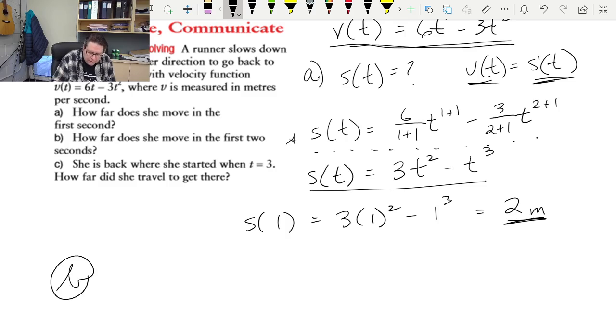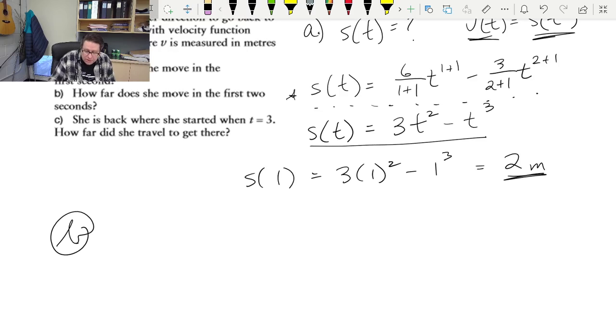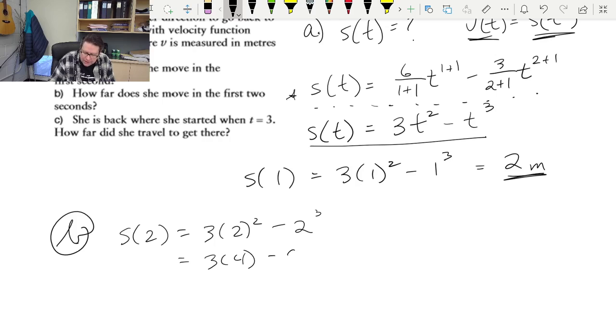For my B answer, it says how far does she move in the first 2 seconds, which doesn't take any more calculus. I just have to find s of 2 now. So that's going to be 3 times 2 squared minus 2 cubed, which is 3 times 4 minus 8, which is 12 minus 8, which is 4 meters. Then I had a couple people message me about this question over the break.